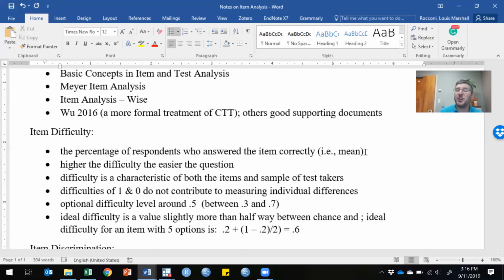These things are awkwardly known as, you'll see on here, p-value. The P in this case stands for proportion, not to be confused with a p-value from hypothesis testing. But I'll usually just call it the difficulty parameter. So, the difficulty is a characteristic of both the item and the test takers.